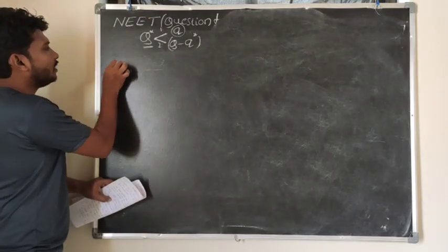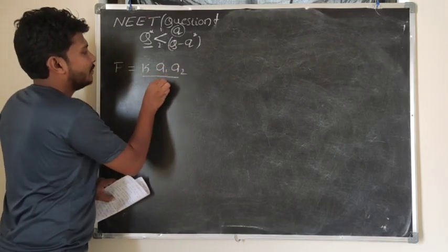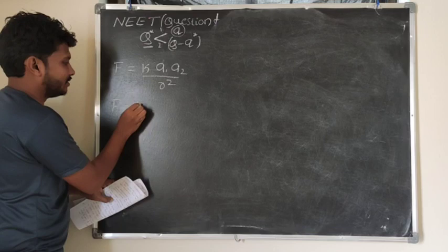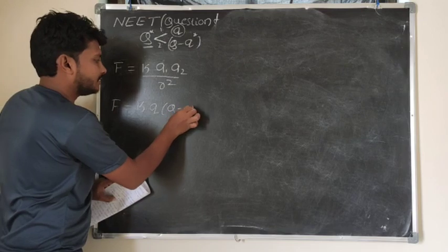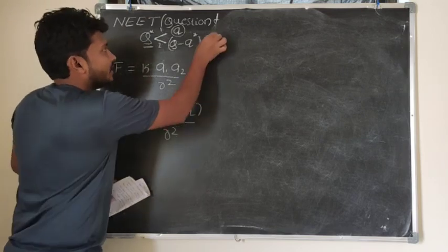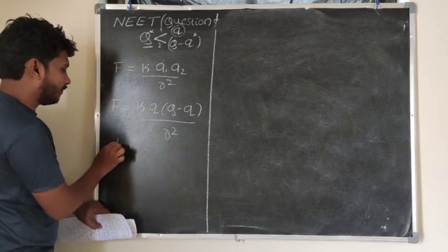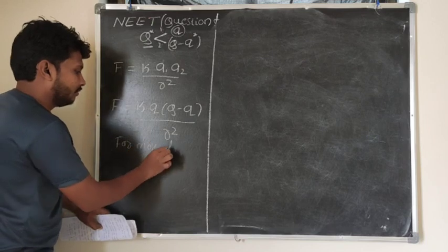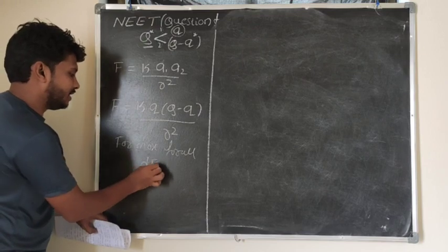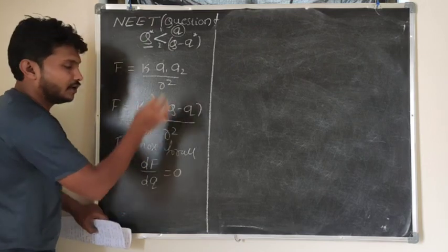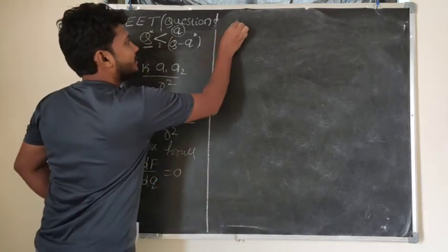From Coulomb's law, F is equal to k into Q1 into Q2 by r square. Here Q1 means q, Q2 means Q minus q. So F is equal to k into q into (Q minus q) by r square. In order to get the maximum force, I need to differentiate this equation. For maximum force, dF by dq is equal to 0.